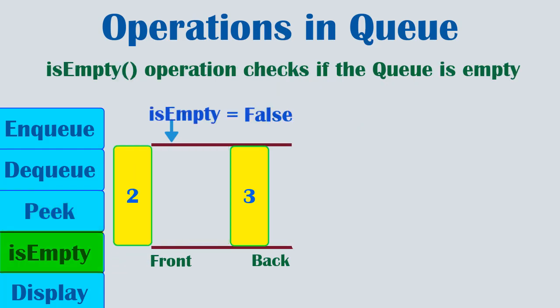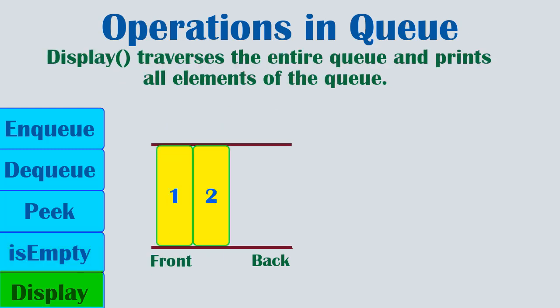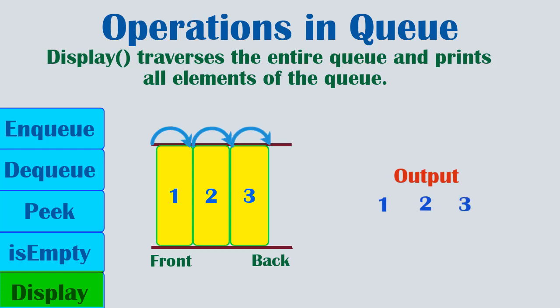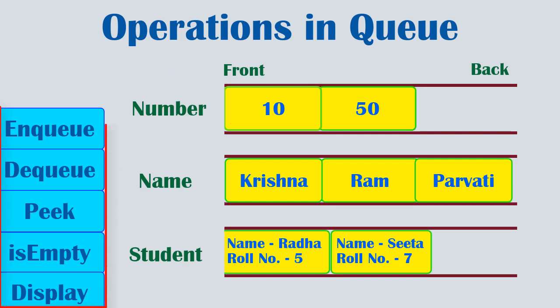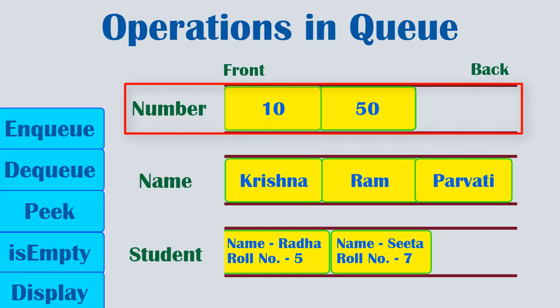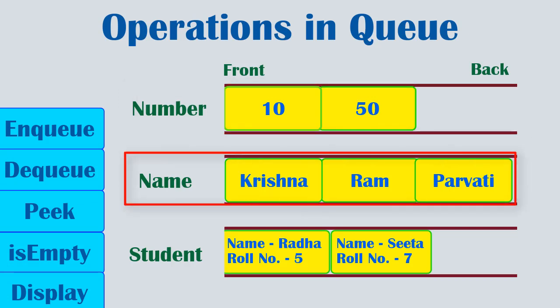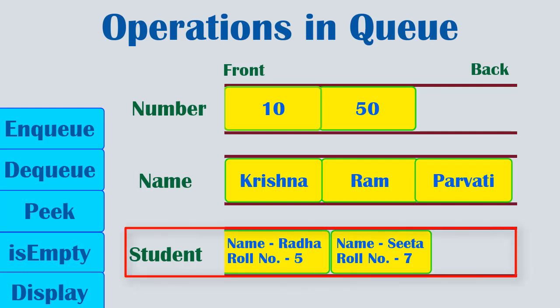Next is isEmpty. The operation checks if the queue is empty. Next operation is display. It traverses the entire queue and prints all elements of the queue. Now the question you could be asked would be to implement any of these operations as per user choice. It could be that each node contains only one data element, let's say a number or name, or it could have multiple items in one node like student information or city with its pin code, etc.